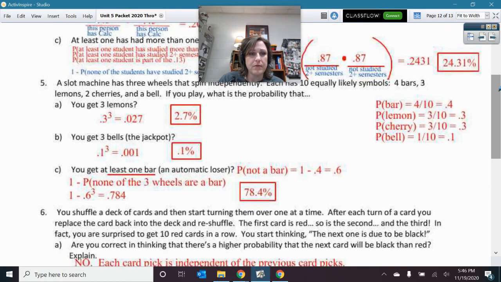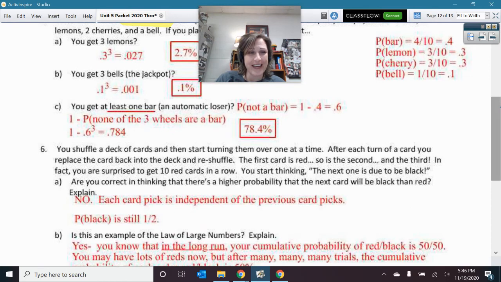All right. Slot machine, which has 3 wheels. So there are 3 situations, 3 events, 3 spins, or 3 items to look at, and you want to get 3 lemons. So all 3 of them are the 30% of lemons. You get 3 bells, all 3 of them being the bells, only a tenth of 1%. You're not very likely to get the jackpot, okay? And you get at least 1 bar.